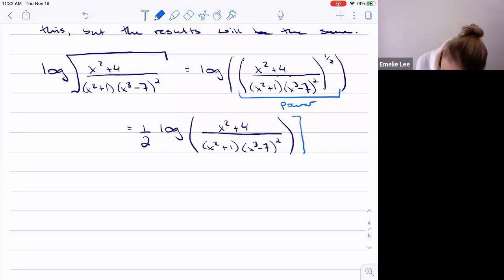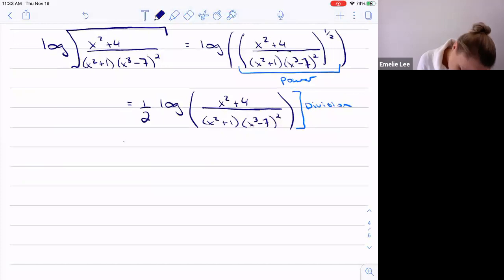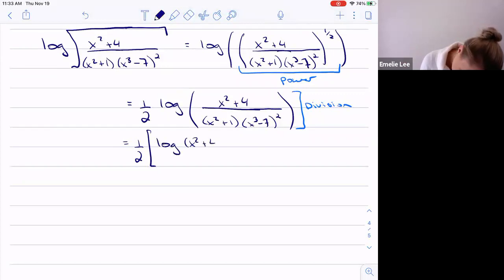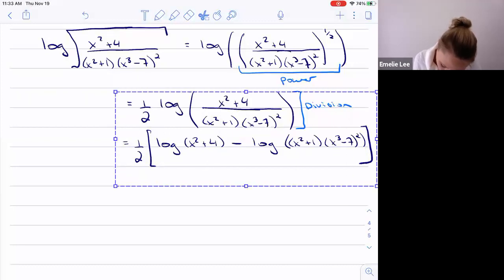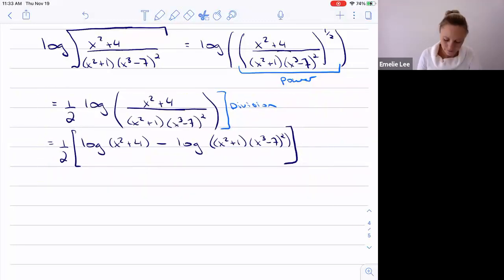And so here I've got division. That's law number 2. And so I get 1/2 multiplied by the log of x squared plus 4 minus the log of everything in the denominator, x squared plus 1 times x to the 3 minus 7 squared, square bracket. You know what? Because I'm going to need more room, I'm going to move this over a little bit, so I don't keep bumping out my equal sign.